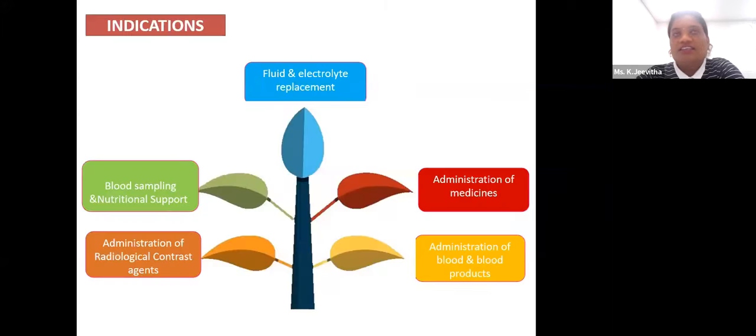As I said, every catheter has a different importance. The IV catheter, especially the peripheral catheters, are helpful to administer the medications and to maintain the fluid and electrolyte replacement, and also helpful for the nutritional support. Apart from that, it will be used to administer blood products also.